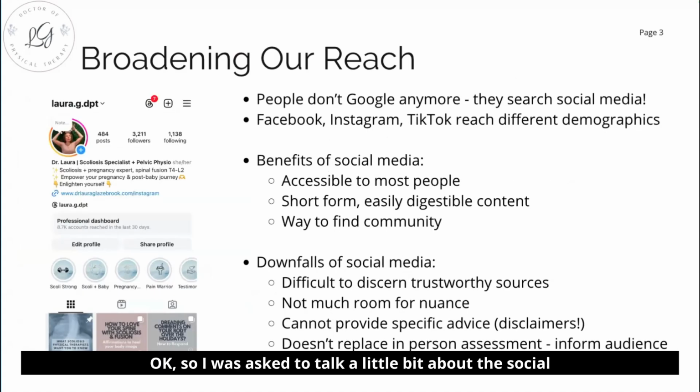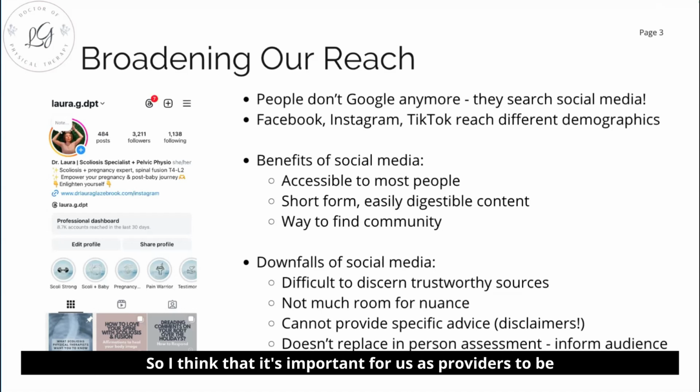Okay, so I was asked to talk a little bit about the social media connection. I think one of the things that I've found, working with patients of all different ages, is that people don't really go to Google anymore for their information necessarily. A lot of people, particularly in the younger demographics, are actually searching on social media. Different age groups are using different platforms. A lot of times, parents and some of the older people are looking at Facebook groups or Instagram. Some of the younger, like the Gen Alphas and Gen Zs, are looking at TikTok and Instagram.